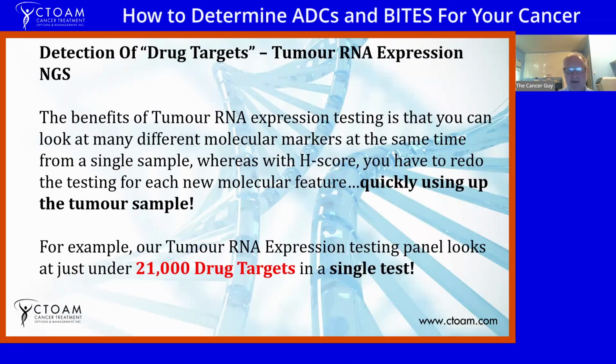So our tumor RNA expression panel is actually looking at just under 21,000 different drug targets in a single sample. So your one little biopsy sample can give us a massive amount of information. And this is important because this can tell us which drugs are going to be potentially useful for you as they come out. So, when we look at all these targets, we can turn around and say, well, there's no target for this particular marker. And then a few months later, we'll say, oh, there is a target now, or there is a drug for this marker now. This drug can be used for you.